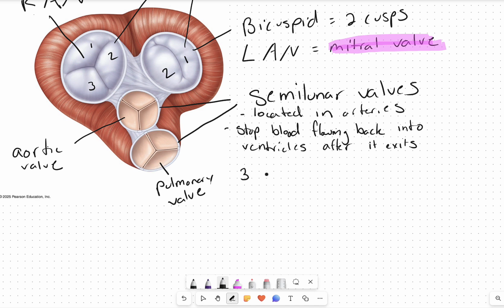Each of these has 3 small cusps that are shaped like little cups, so this is where they get the name semilunar. Once the blood has passed into the artery, the little cups fill up with blood, which actually closes the valve. And so the pressure of the blood in the artery prevents it from flowing back into the ventricle.